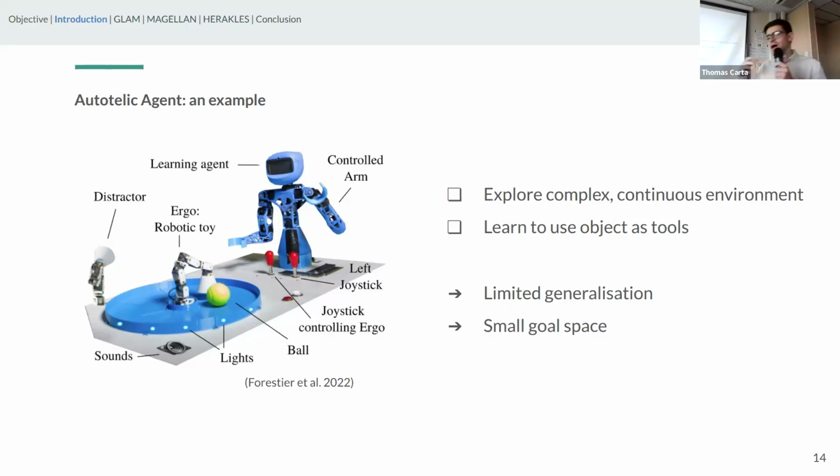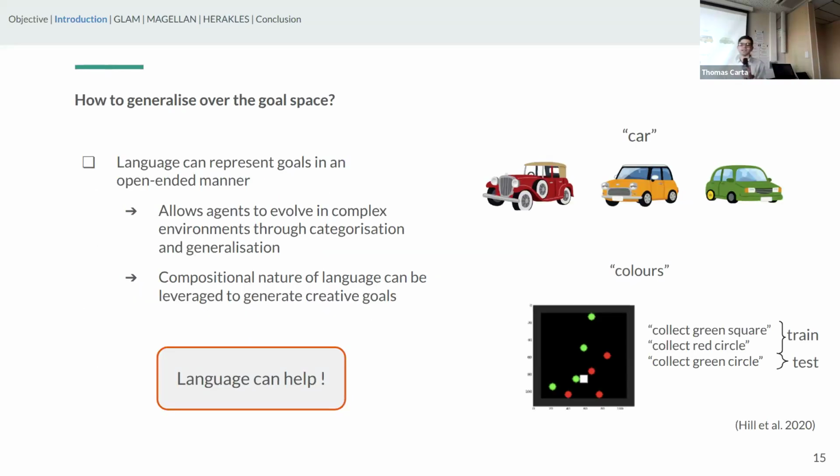And how can we have a large and diverse goal space? We need some ability to generalize, because an agent confronted with the natural goal space would face thousands of goals, millions of goals, and it needs to have a method to face such a rich goal space. And language can represent goals in an open-ended manner, because it allows agents to evolve in complex environments through categorization and generalization. For instance, for humans, all of these vehicles can be called car, even if there are various shapes and colors.